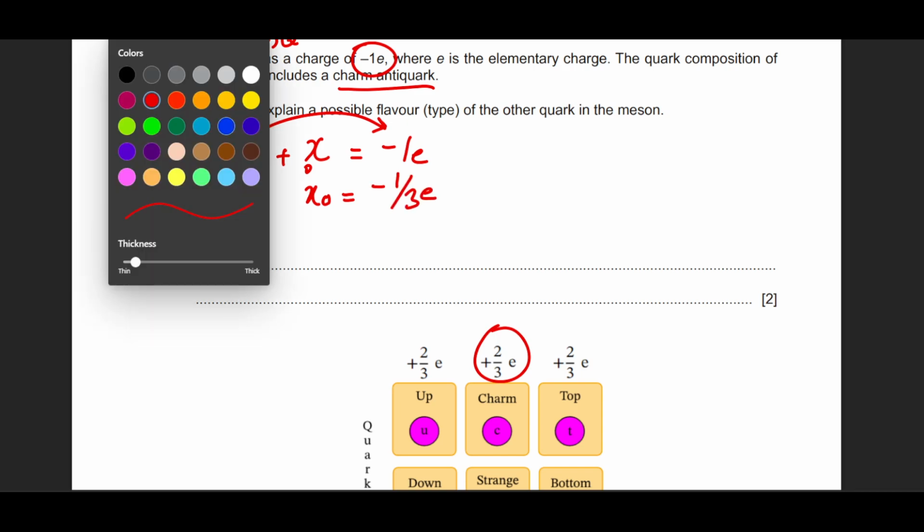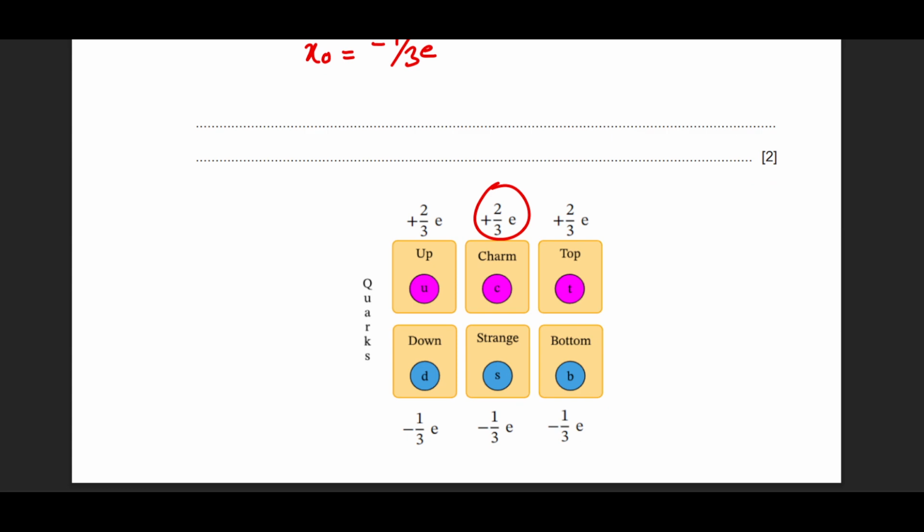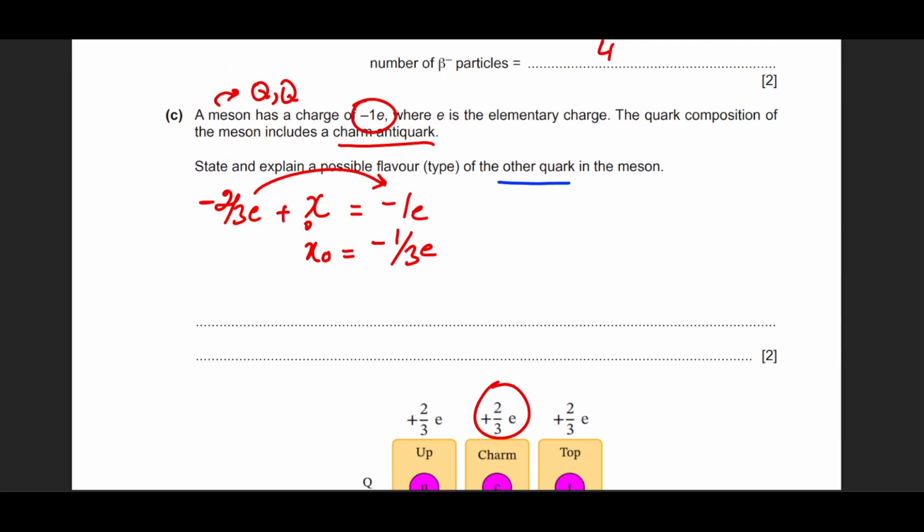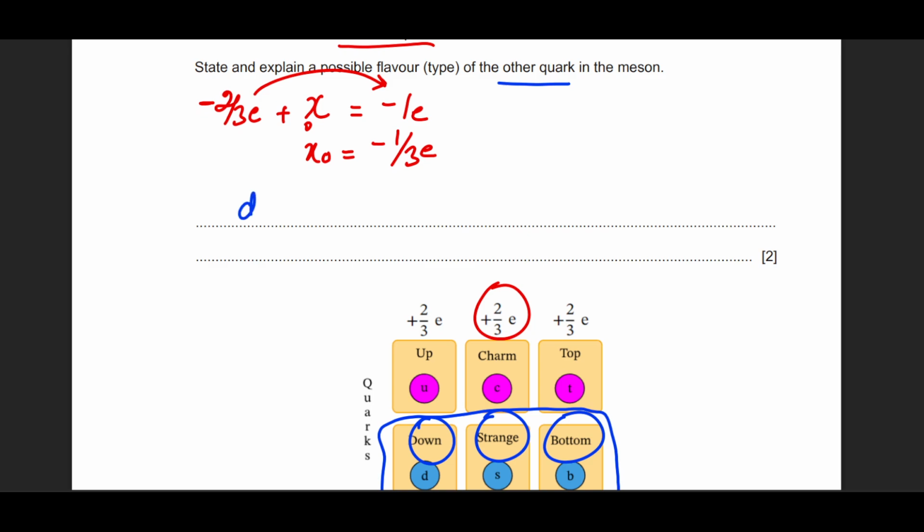Right? So who has -1/3e? -1/3e belongs to these 3 quarks. So it could be down, strange, or bottom. He's asking what type of quark this may be. So it could be down, it could be strange, it could be a bottom quark. All right.